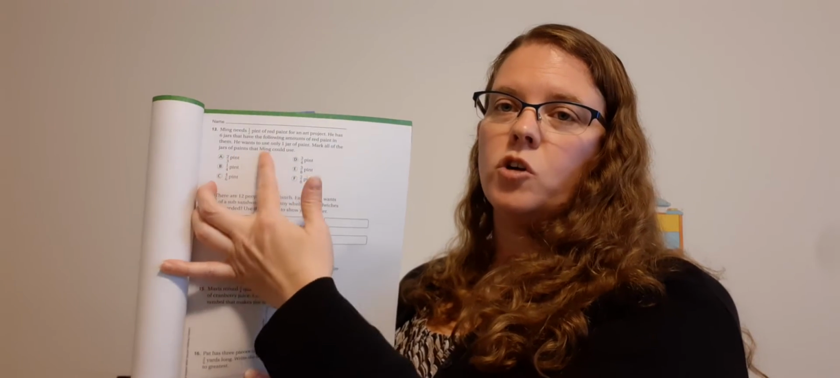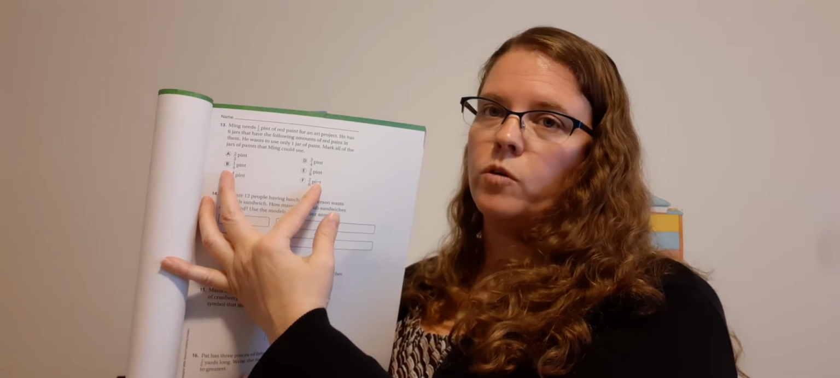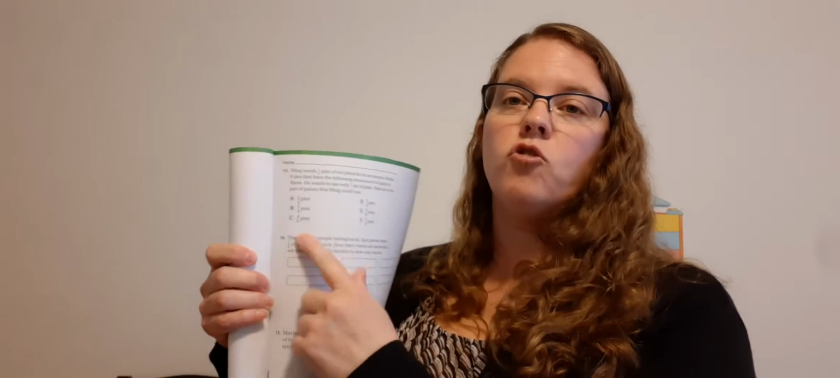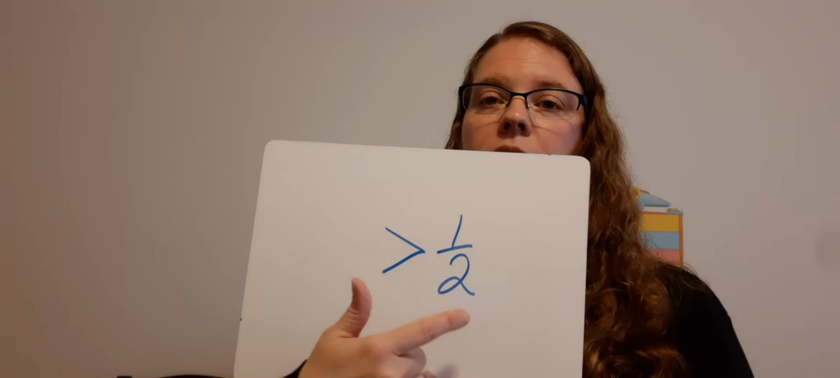He wants to use only 1 jar of paint. Mark all of the jars of paint that Ming could use. So he could use any of these 6 jars. We got to find out which ones he can use. There's more than one, okay? Now, in order to do that, we got to understand that he needs 1/2 pint of red paint. So his jars of paint out of these 6 have to be greater than 1/2. So we have to look at each fraction and we have to be able to say that it is greater than 1/2.